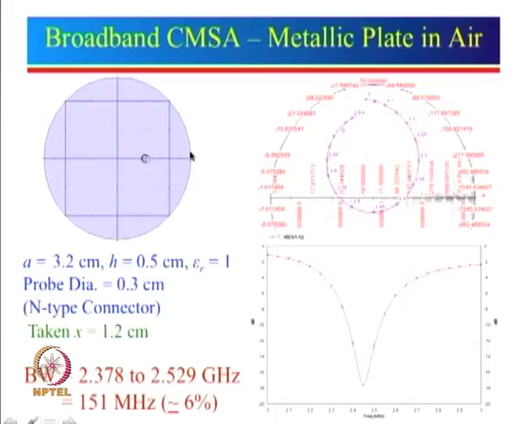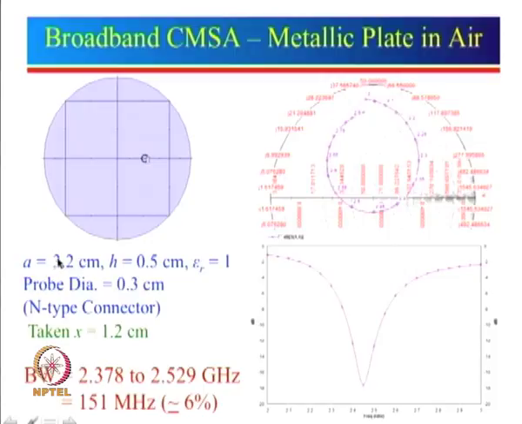Then comes the next part. In the beginning we simulated it for an infinite ground plane, but one cannot use an infinite ground plane, one has to use a finite ground plane. If you recall, I had mentioned for the rectangular patch that the ground plane size should be at least 6 times h. Here h is 0.5, so 6 times h will be 3 centimeter. If we take 3 centimeter extra as the ground plane size, then the results for infinite ground plane will be exactly the same as those for finite ground plane.